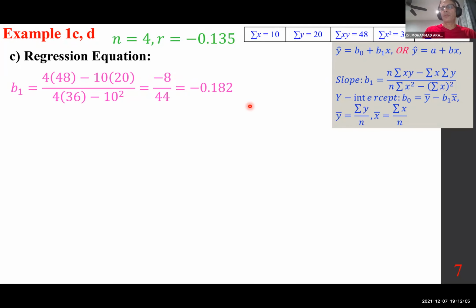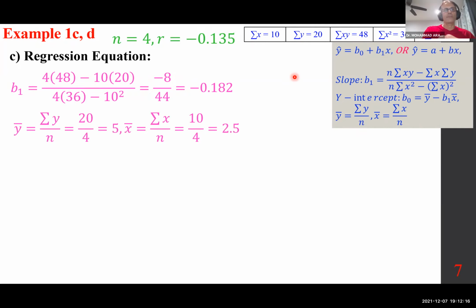Now, to come up with b sub 0, let's calculate y bar and x bar simply by dividing summation of x by 4, summation of y by 4, because n is 4. And we got those values. So this summation divided by n gives us x bar, this one gives us y bar, and let's go with this formula, which says b sub 0 is y bar minus b1 x bar. Let's plug in, we have everything.